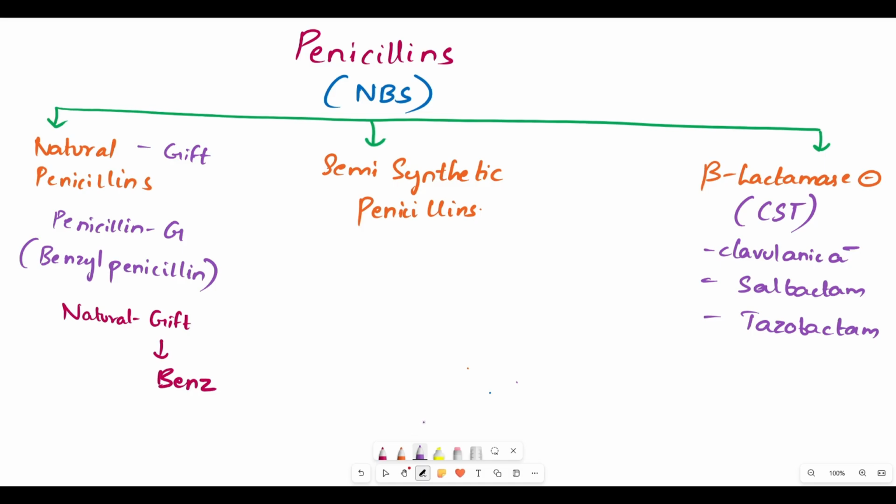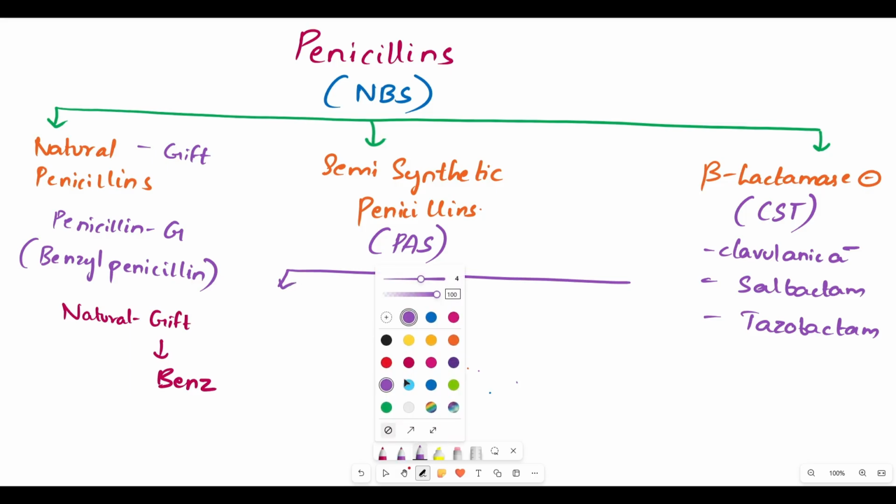Now coming back to the most important class, that is semi-synthetic penicillins. The semi-synthetic penicillins are further divided into three subclasses. And to remember the three subclasses, remember the word PAS. So semi-synthetic penicillin, remember it as PAS. Now let's see what these three subclasses are.